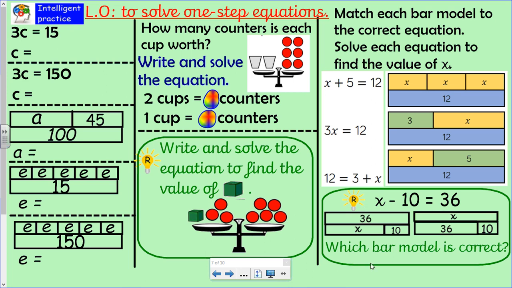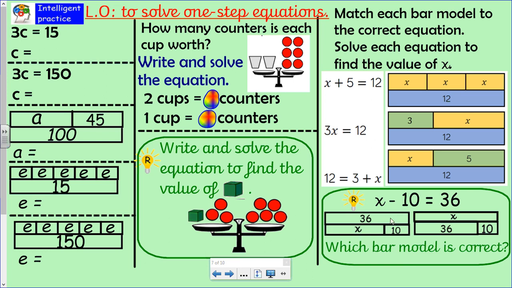Okay, last one, bit of reasoning again. Now, we had this question last year, year 6, and I seem to remember the children finding this one quite hard. So do spend a few minutes thinking about this if you're not sure. Try some things out. Try some values of x and see if it makes sense. So x, take away 10, equals 36.